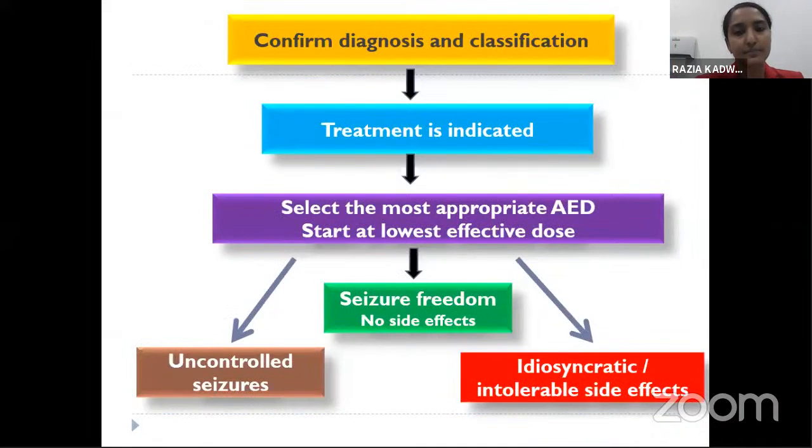So once you've started a patient on medication, you can have three outcomes. Either your patient is completely seizure free, so that's a win-win situation. Sometimes a patient may develop intolerable side effects, so you have to stop the medication, opt for the next best first line drug. Sometimes the patient will not develop side effects, but you will not be able to control the seizures with the chosen drug. So how will you proceed?